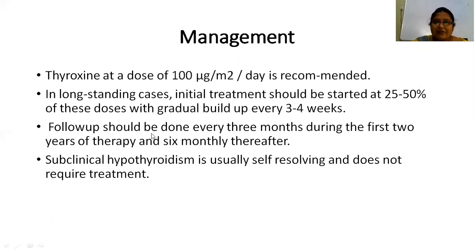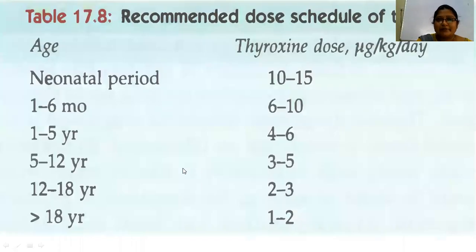Okay. And then follow-up should be done every 3 months during the first 2 years of therapy, and then every 6 months. For subclinical hypothyroidism, it doesn't require any treatment. It is self-resolving. And these are the recommended dose schedule of thyroxine.